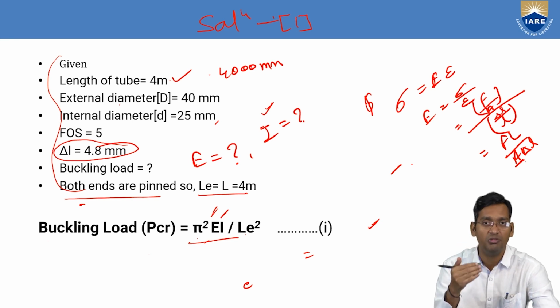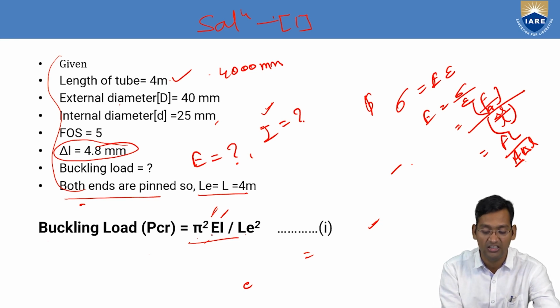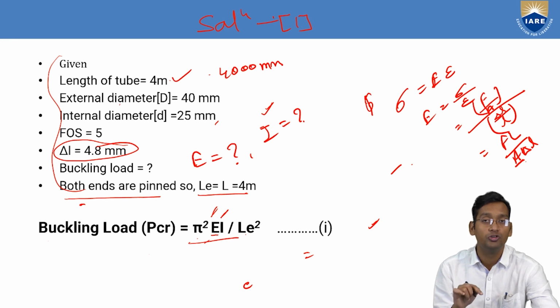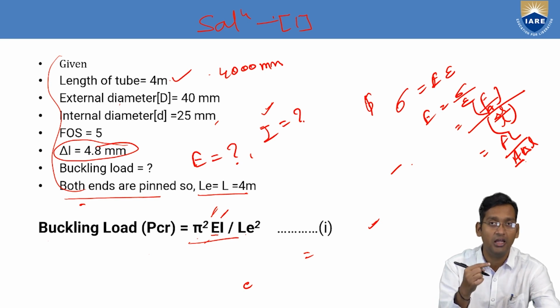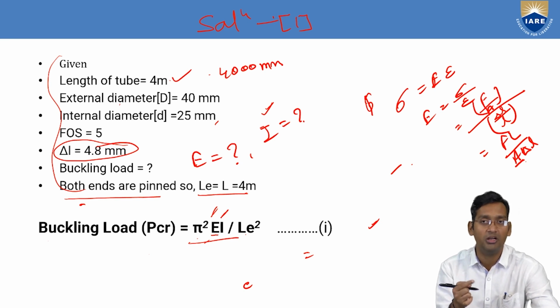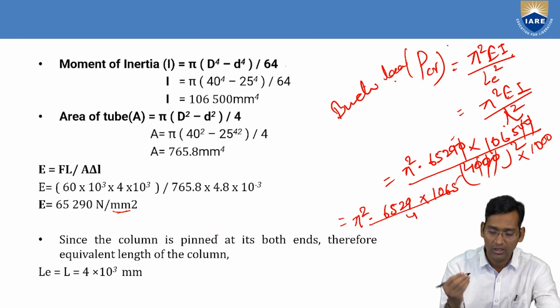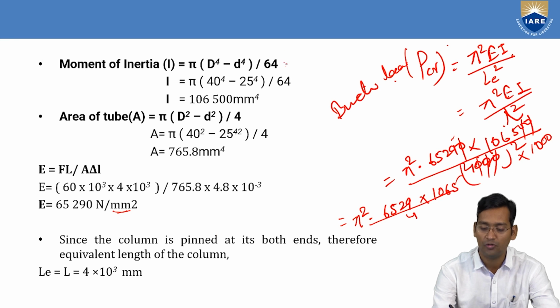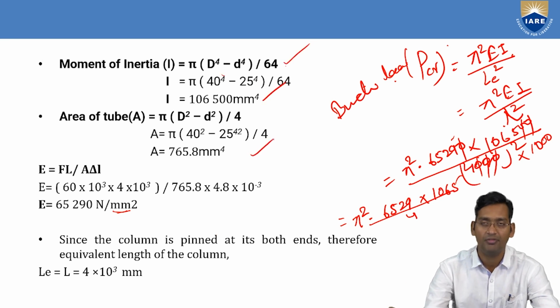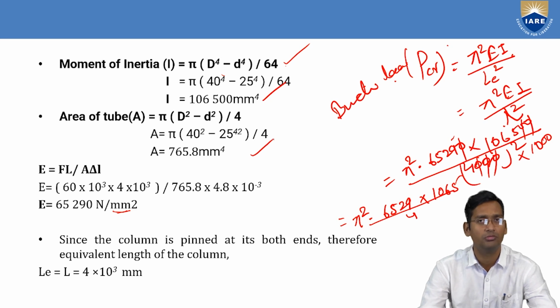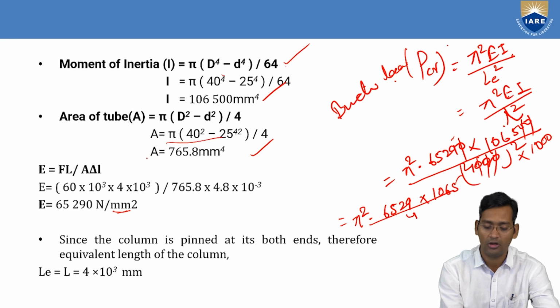First write all the given data. Then, if anything is missing, just like here E and I are missing, find E and I with the given data, find the missing term from the given data, and then substitute in the final equation. Okay, so now just see here. First, moment of inertia, and then area. Area is what? Pi by 4 times capital D square minus small d square. So now we got the area.